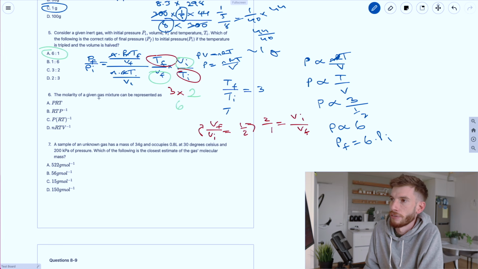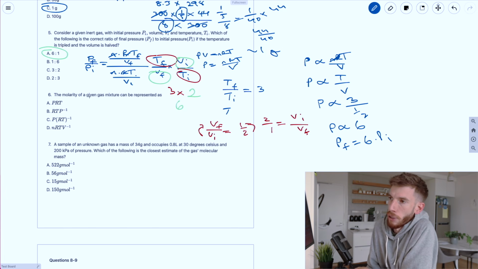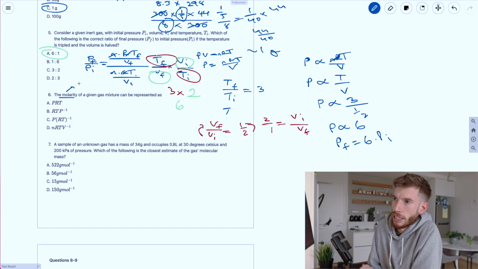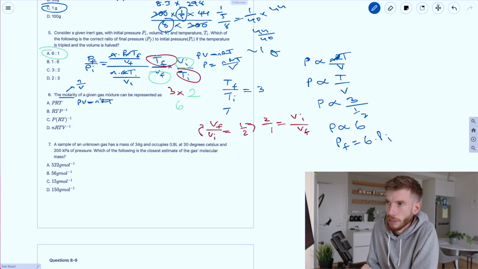The molarity of a given gas mixture can be represented as... So in this case, molarity is another measure of concentration, so that is going to be number of moles divided by volume. If we get PV equals nRT, they trick you here because we're so used to solving for one of the existing variables, but you can solve for a combination of variables. So I basically want to get n divided by V on its own.